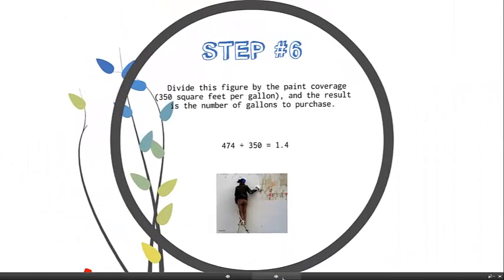We're going to divide this figure by the paint coverage, 350 square feet per gallon, and the result is the number of gallons to purchase. We have 474 divided by 350, and that equals 1.4. So for this example, you want to buy 1 gallon and 2 quarts of paint for a single coat.